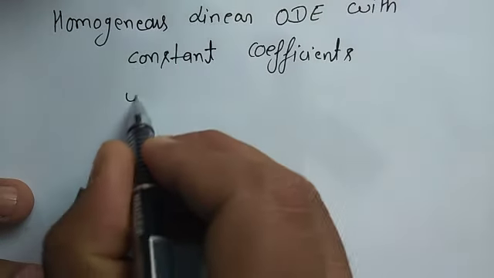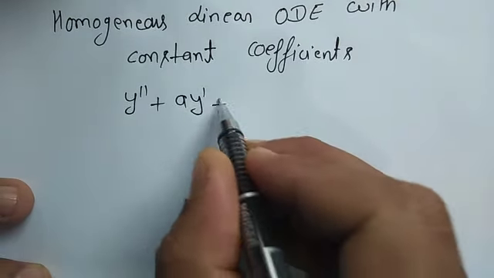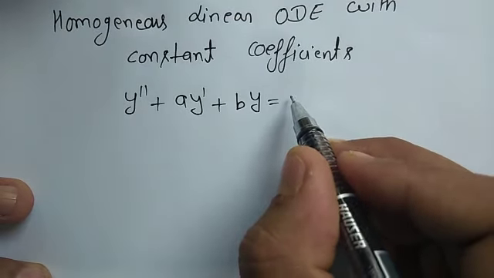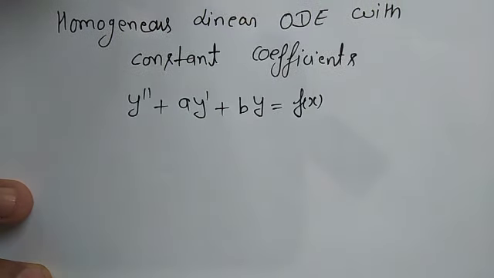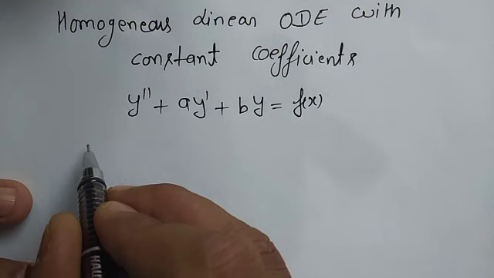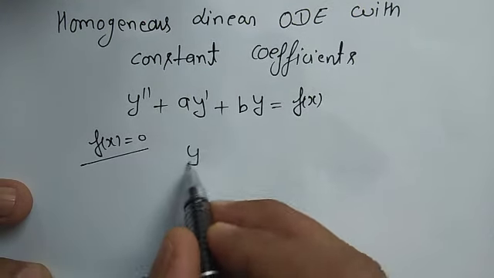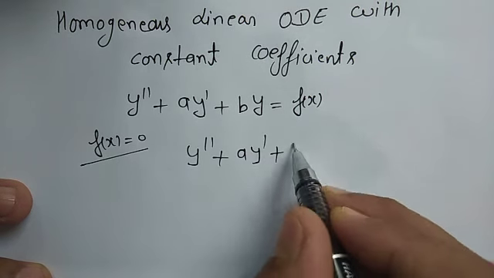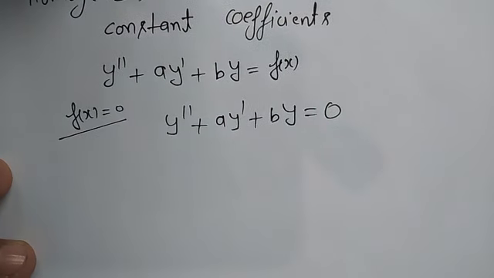Now let us have one differential equation, y double dash plus a y dash plus b y equal to a function of x. So first we see the homogeneous part, so f(x) equal to 0. So we'll have y double dash plus a y dash plus b y equal to 0. So this is the homogeneous equation.